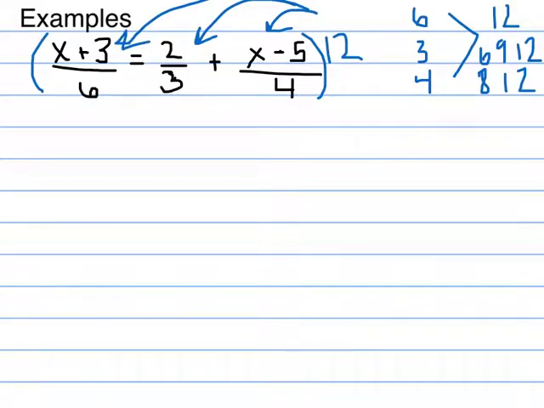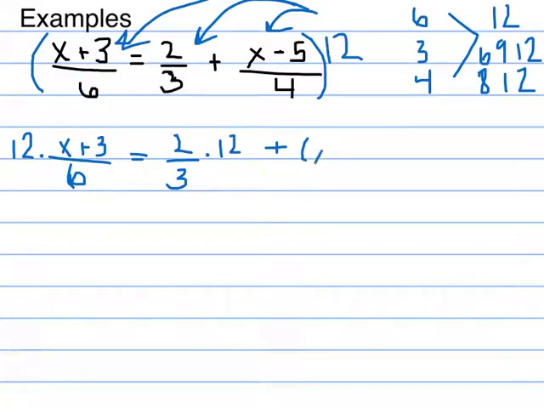term. So here I have x plus 3 over 6 times 12 equals 2/3 times 12 plus x minus 5 over 4 times 12. And then we simplify each of those fractions. The denominator must cancel out if you've done this problem right.